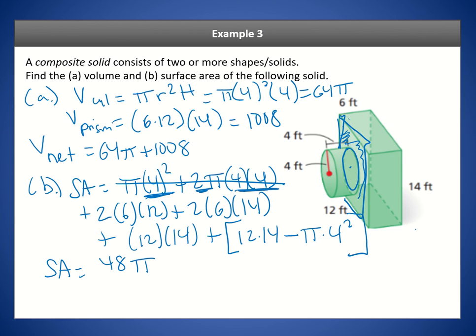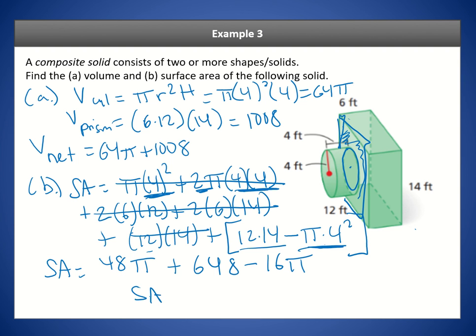We got 2 times 6 times 12 is 144. And then we got 2 times 6 times 14. So we'll go ahead and add all of this together. So we got 2 times 6 times 12 plus 2 times 6 times 14, and then plus 12 times 14, is 480. So 480 takes care of all of that. 480 plus 12 times 14 is 648. And then of course we have this minus 16 pi from here.